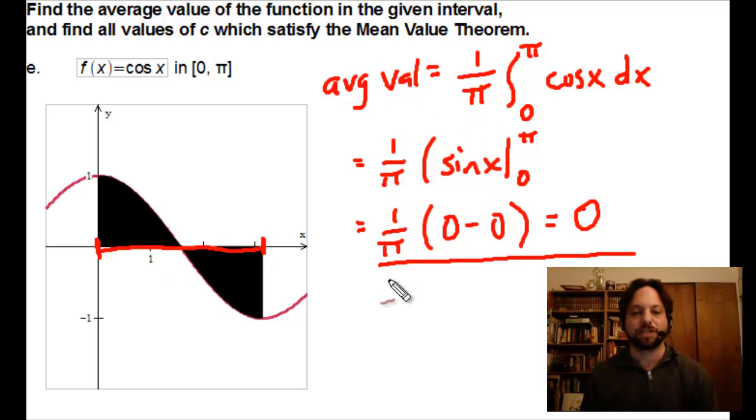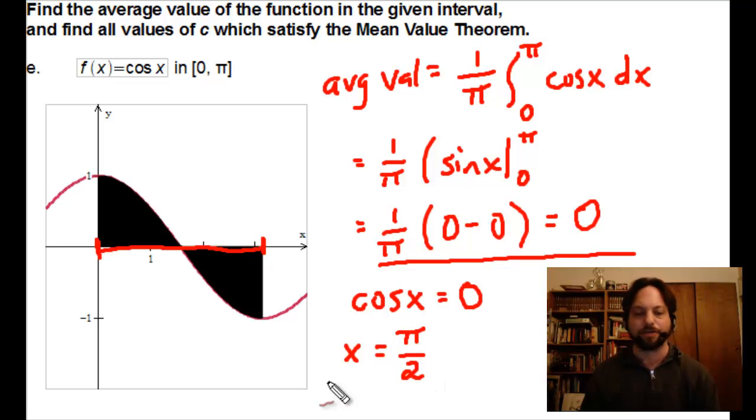So if we now switch over to the mean value theorem, what I want to know is where along this equation's curve does it actually equal that average value? In other words, where does cosine x equal 0? And, of course, as you know, that's going to occur when x equals pi over 2.